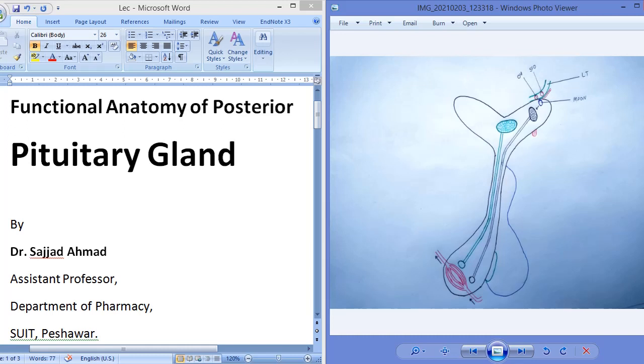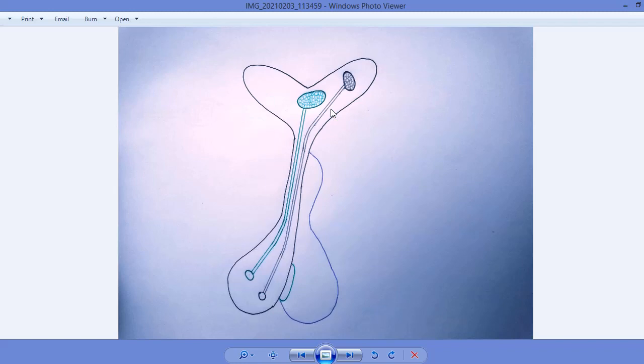Bismillahirrahmanirrahim. Today we are going to learn about the functional anatomy of the posterior pituitary gland. To know about the posterior pituitary gland, we are going to the first slide. In this slide, we can see the structure of the pituitary gland, which is attached to the hypothalamus. This is the hypothalamus. This is the pituitary stalk, and this is the pituitary gland.